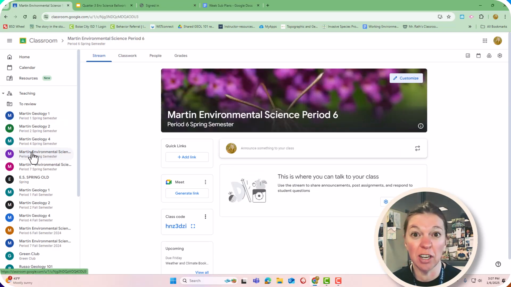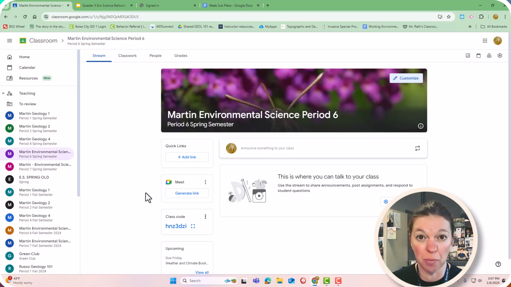So the first thing that you guys need to do is sign in to your Google Classroom, because all the information and all the material you're going to need is going to be on your Google Classroom. On the whiteboard behind me, based off of what period you're in, you're going to go to your period and join Google Classroom for environmental science.